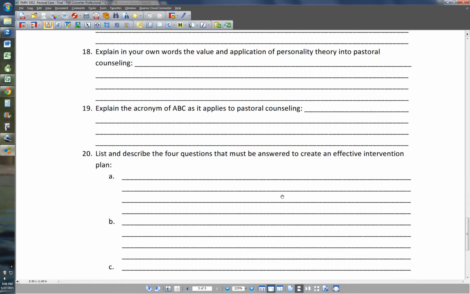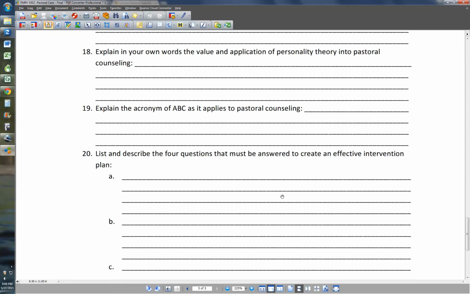Number 19, explain the acronym of ABC as it applies to pastoral counseling. So this was affect, behavior, and cognition. Right? So these are the 3 main categories of things that people are going to come in and express to you as far as what they're feeling, what's bothering them, what are their symptoms, right? So affect deals with emotion, so think affection, right? Not affect to have an effect on, but affect as your emotional state. So their emotional state is going to be bothered.